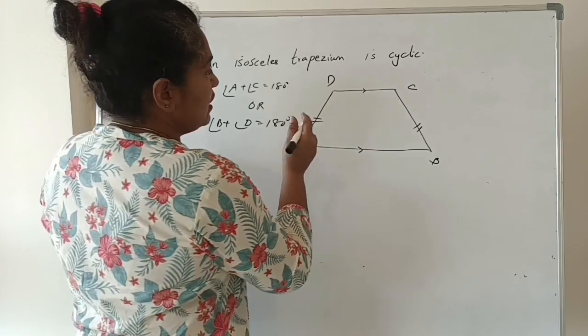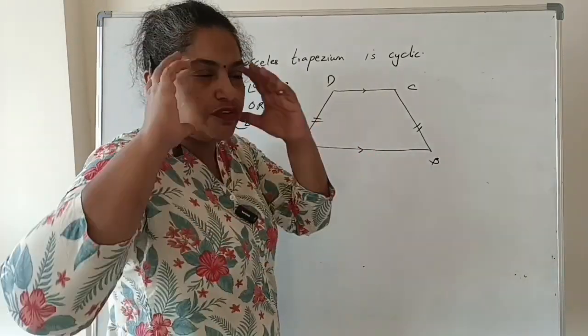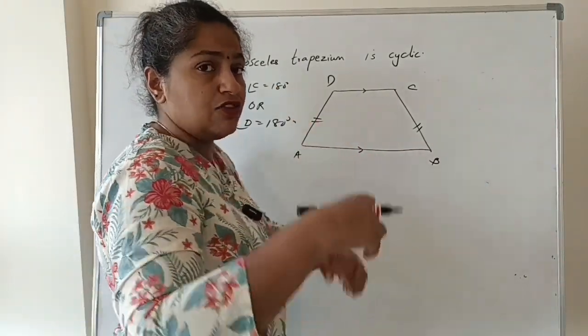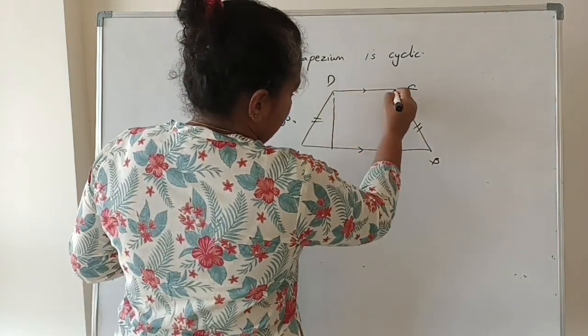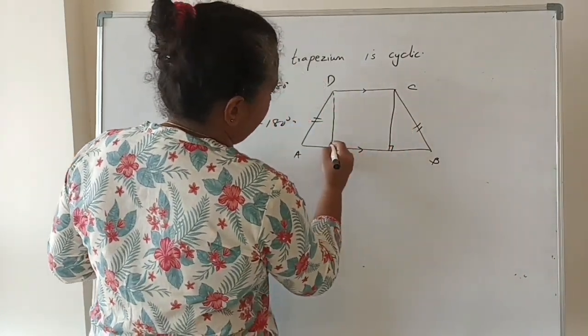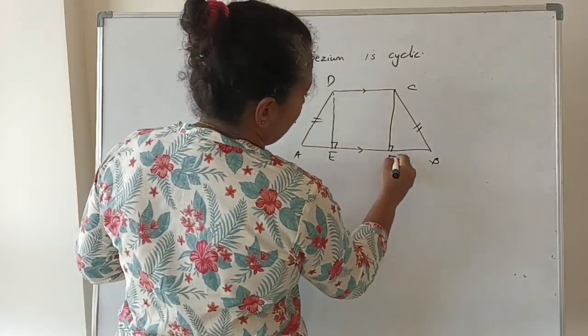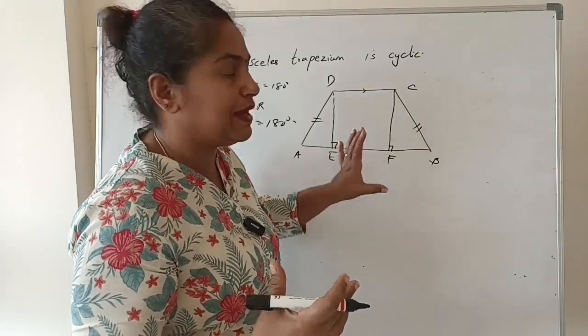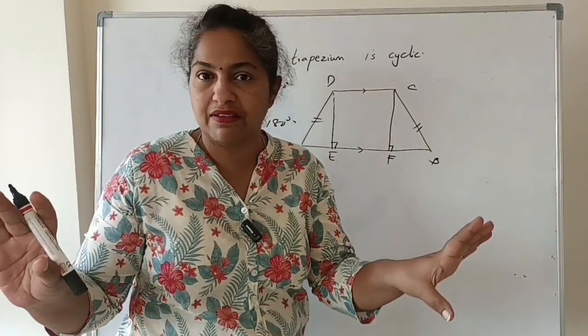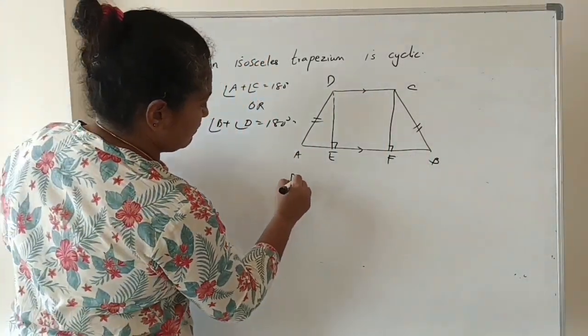So what we do is that, obviously for an isosceles trapezium, the first construction that always comes to our mind is to drop a perpendicular, which is the height. Okay, so I have dropped DE and CF. Now, you know that DE is equal to CF because the distance between the parallel lines at any point will always be the same. So, I know DE is equal to CF.